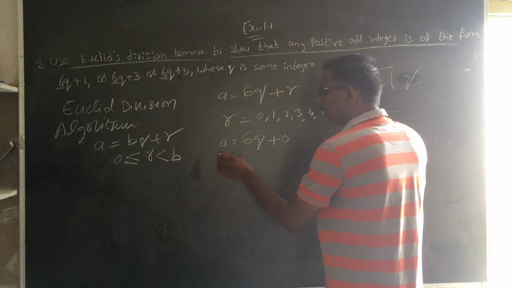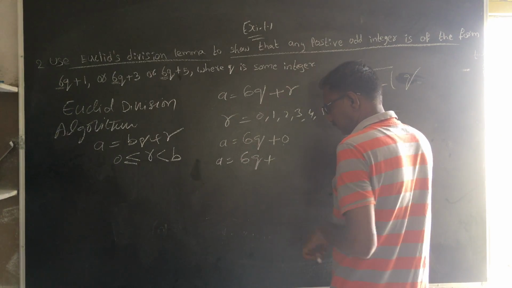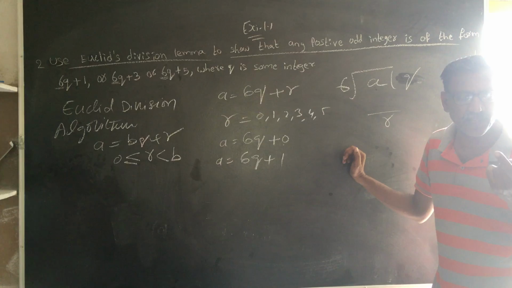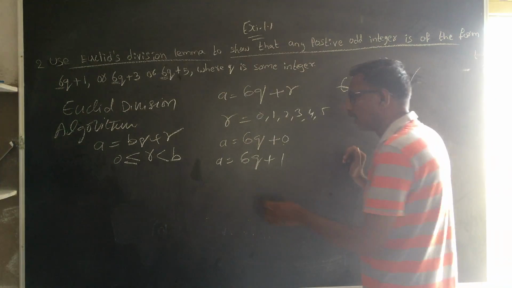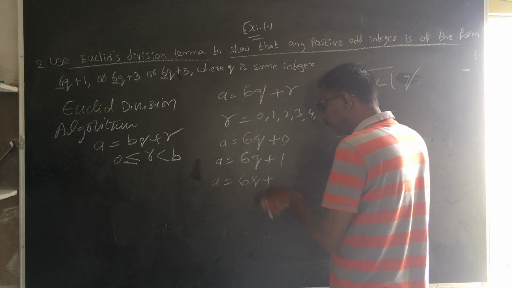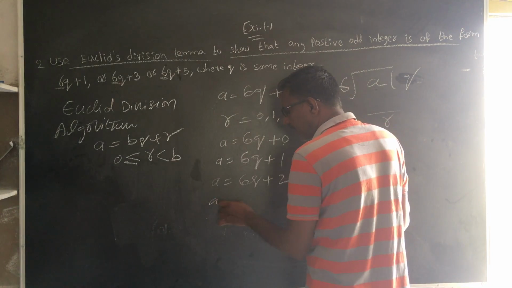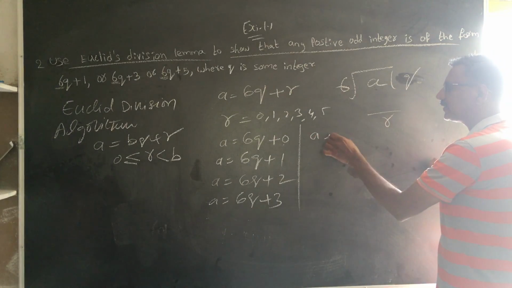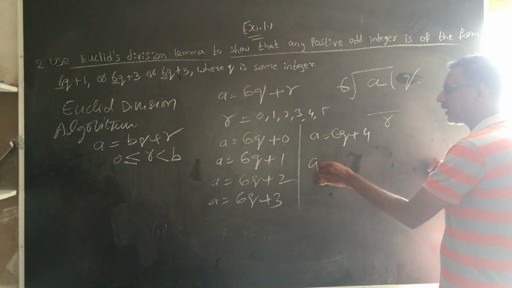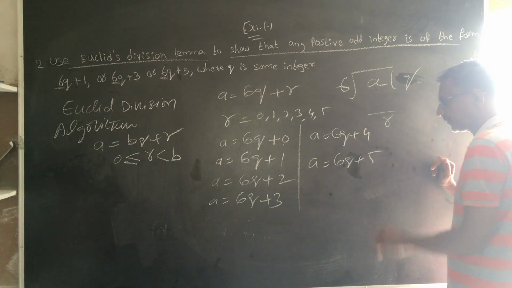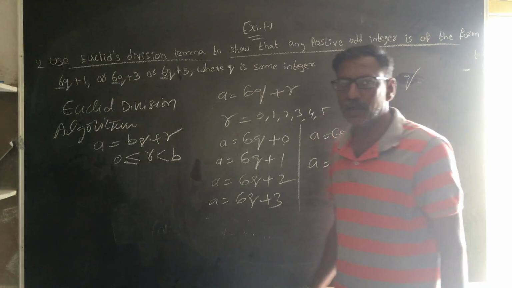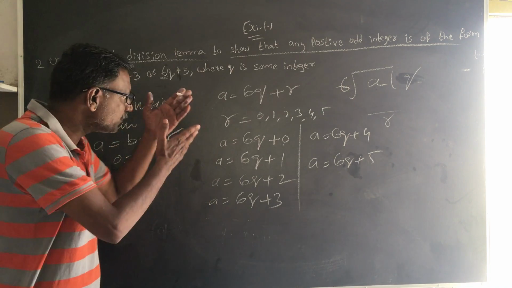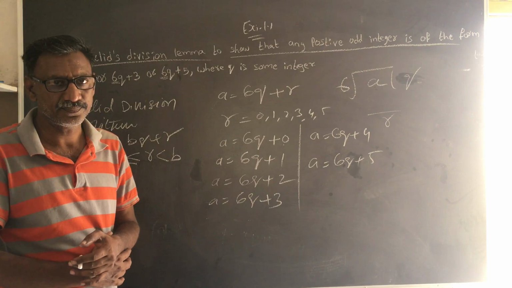Or a is equal to 6q plus 1, maybe it leaves some remainder if any integer is divided by 6. Or a is equal to 6q plus 2, a is equal to 6q plus 3, and a is equal to 6q plus 4 and a is equal to 6q plus 5. So these are my possible positive integers if it is divided by 6, right?